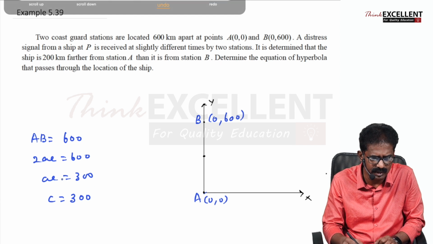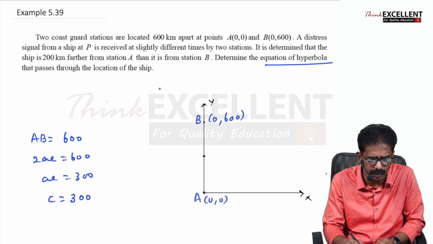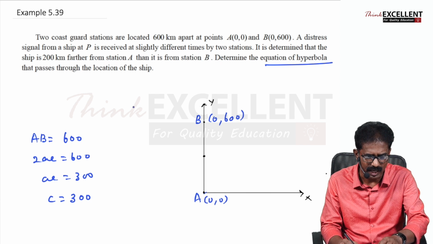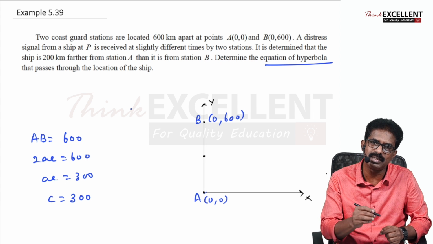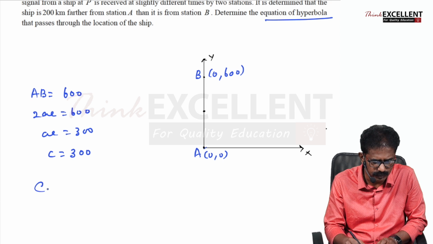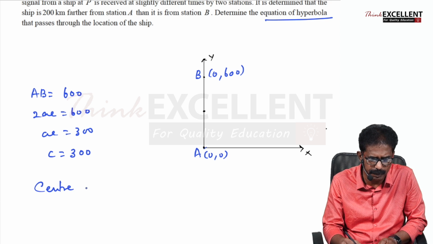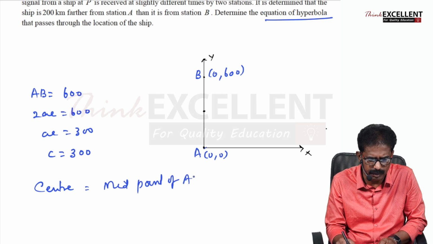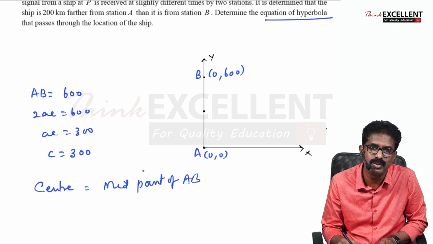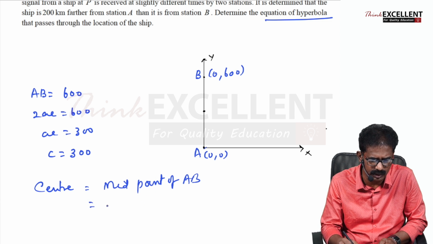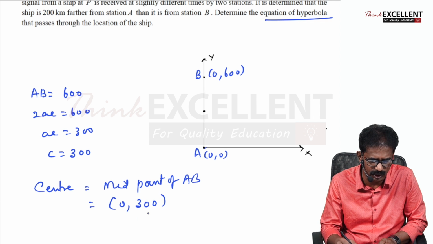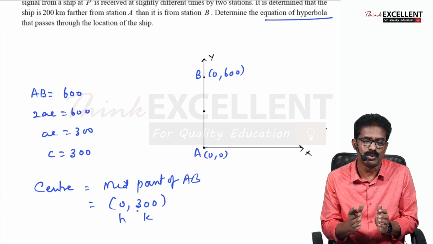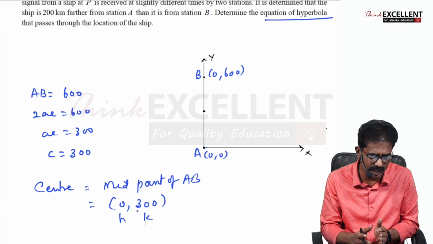See what they asked: determine the equation of the hyperbola. So we want a square, b square, and we want the center. It is not (0, 0). For two foci, the midpoint is the center, so let us find that first. Center is the midpoint of AB, using the formula (x1 plus x2)/2, (y1 plus y2)/2. So (0 plus 0)/2 is 0, and (0 plus 600)/2 is 300, right? So this is the center; this is our h, this is our k. So x minus 0 only, but y minus 300.